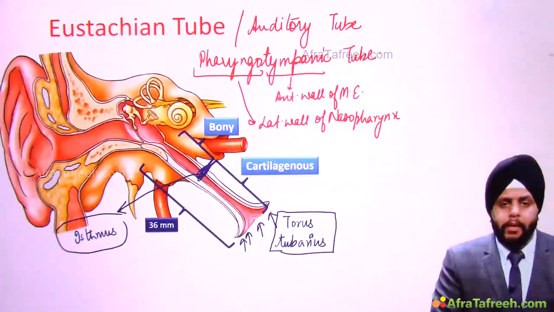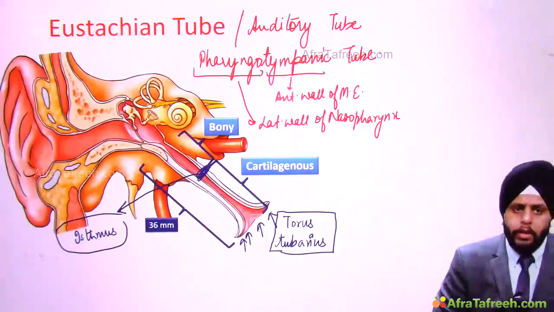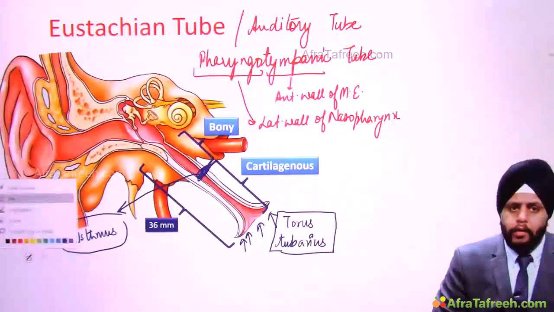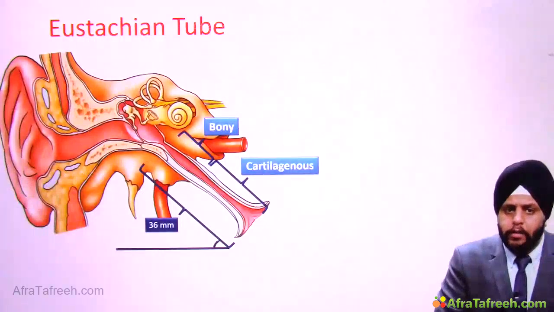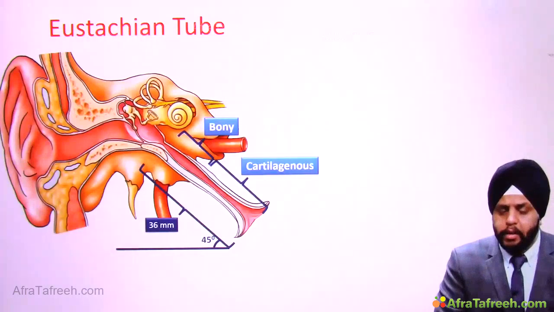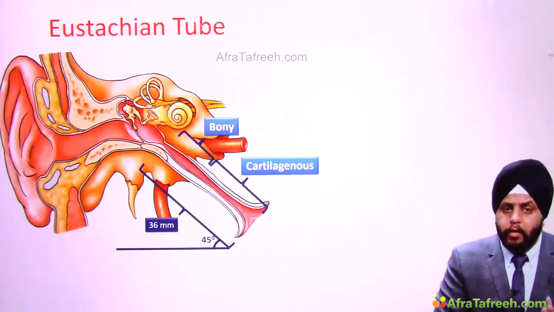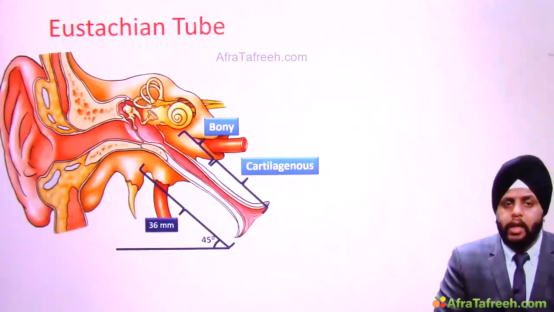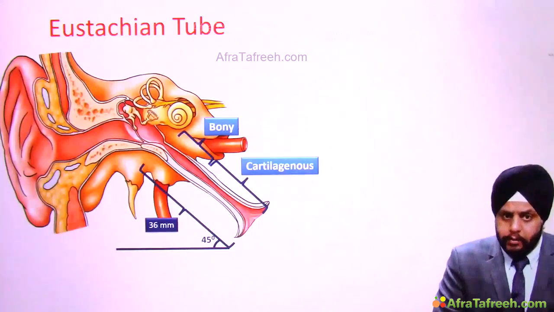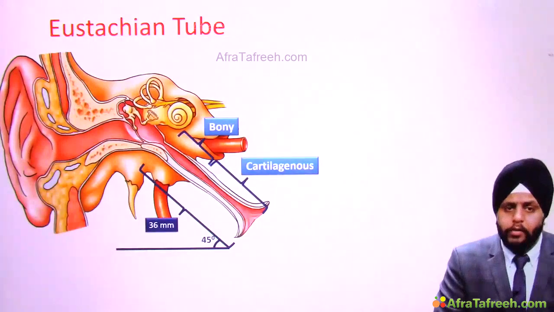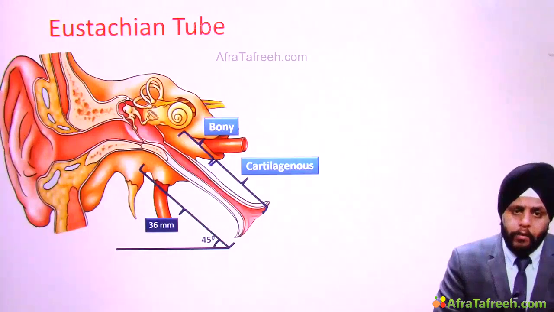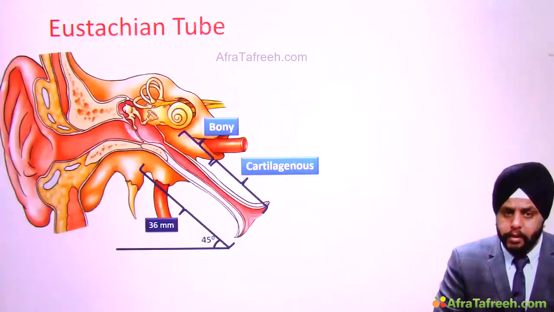Now, this Eustachian tube is at an angle of 45 degrees to the horizontal plane. Okay. What angle? 45 degrees to the horizontal plane. Remember, we talked about the EAC and the tympanic membrane. The tympanic membrane forms an angle of 55 degrees with the anterior inferior wall of EAC. Now, this Eustachian tube is at an angle of 45 degrees to the horizontal plane.